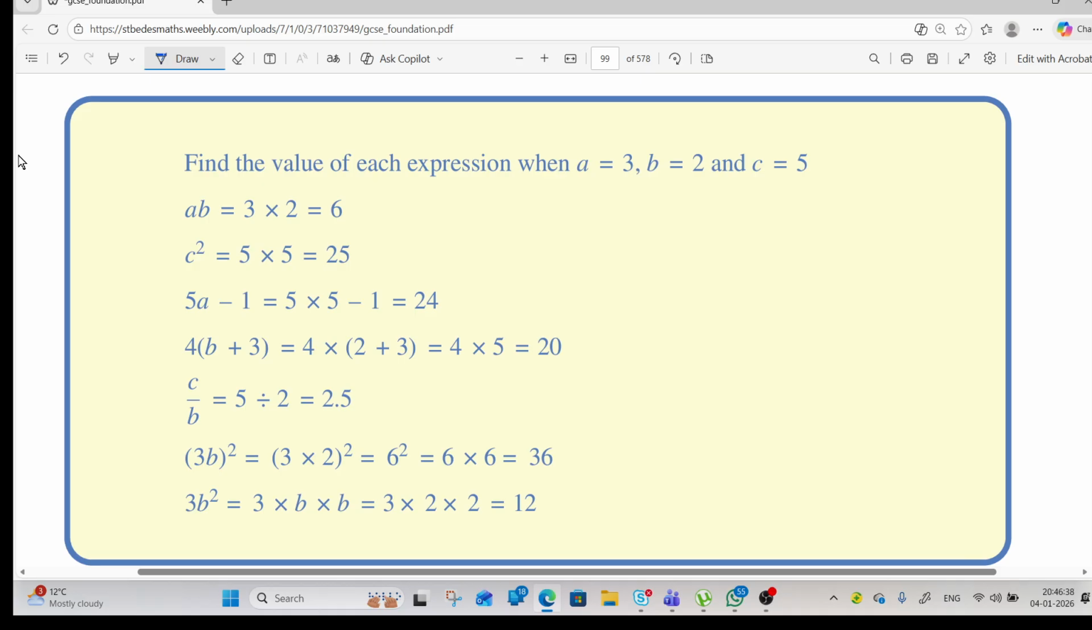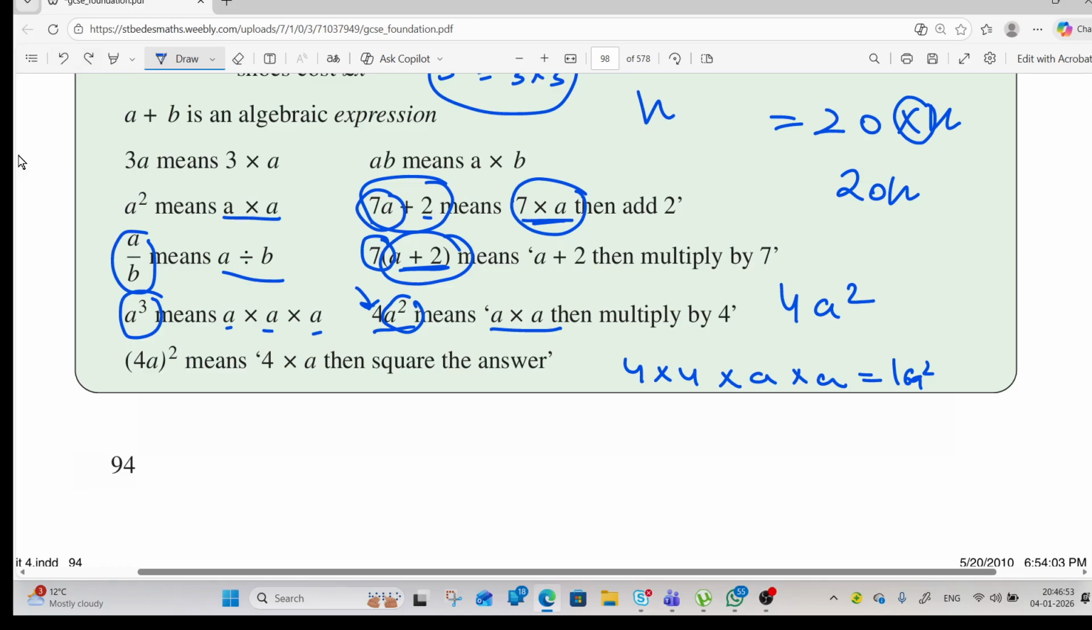So then we see this type of question. For example, find the value of each expression. There are some expressions given. If a is 3, b is 2 and c is 5, so basically at the place of a, b and c we need to just plug in their values.